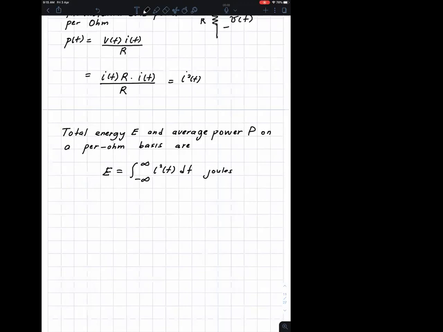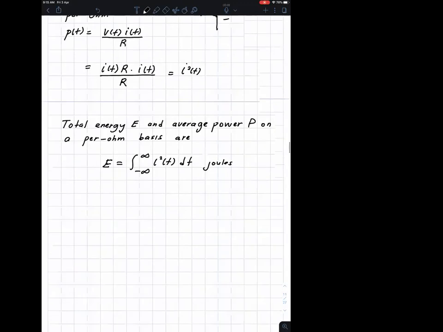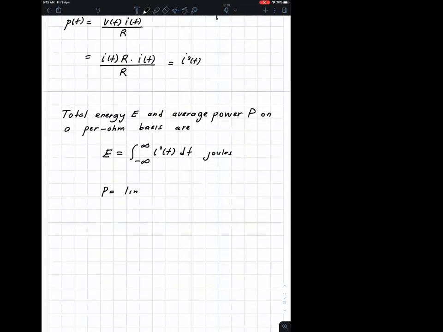So the average power P is going to be the limit as T goes to infinity of 1 over T times the integral over a period. So what you're doing is integrating the instantaneous power, which is i squared t, to get the average power.